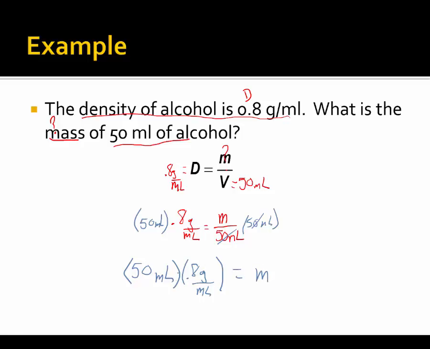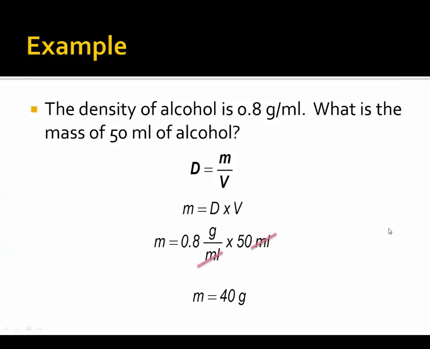So what's going to happen with milliliters in this numerator and milliliters in this denominator? Because this is technically 50 milliliters over 1. So milliliters here is in the numerator, here it's in the denominator. They're going to cancel each other out, and I'm going to be left with just grams. So 0.8 times 50.